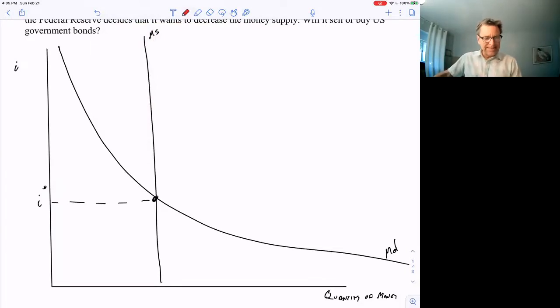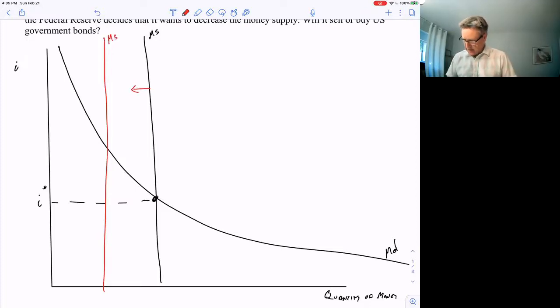Suppose the Federal Reserve wants to decrease the money supply. We know what's going to happen. A decrease in money supply will shift this money supply curve to the left, new equilibrium, and interest rates will go up. Will it buy or sell US government bonds?